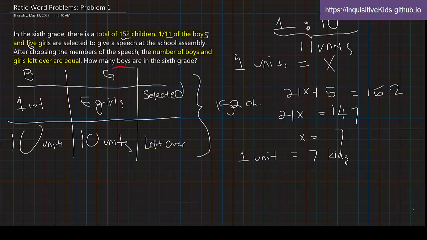And now what are we trying to find? How many boys are in the 6th grade? So now we just look at the boys column. There's a total of 11 units in here. So what we can do is multiply 11 by 7, and we have 77. The final answer is 77.